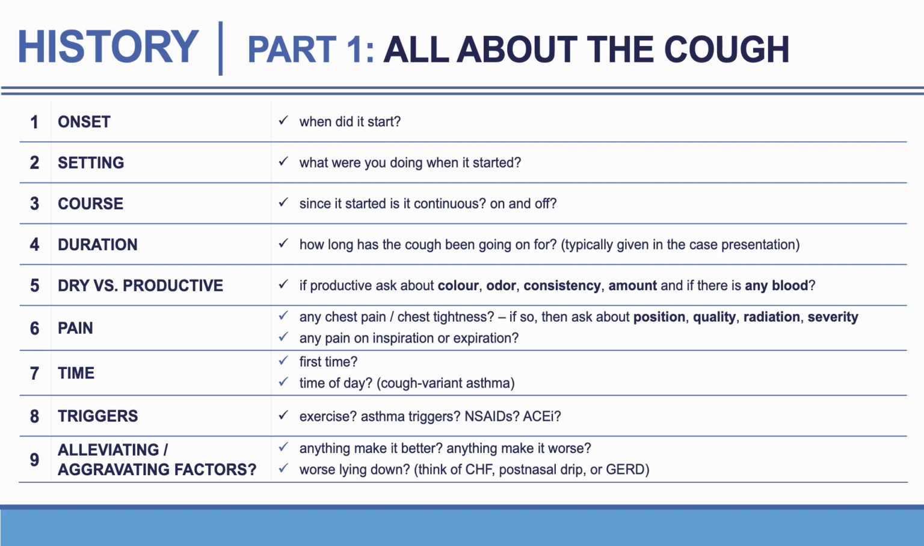You can ask about NSAIDs or ACE inhibitors. You don't typically need to ask all of them, but these are just some ideas. You typically start with an open-ended question, and then you can ask a few of these examples, and then you want to ask if there's been any alleviating. Does anything make the cough better, or does anything make it worse?